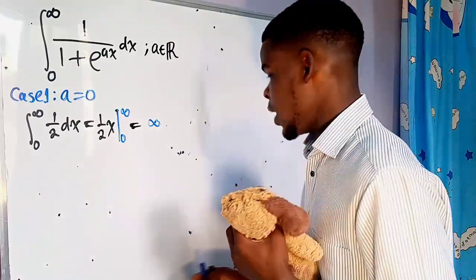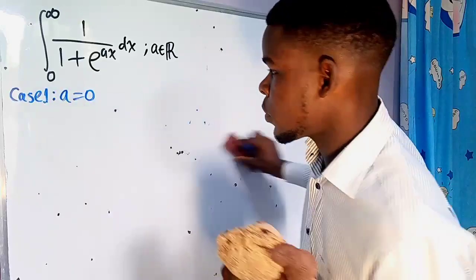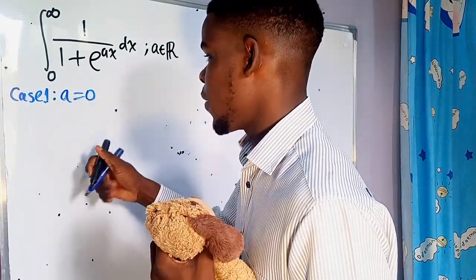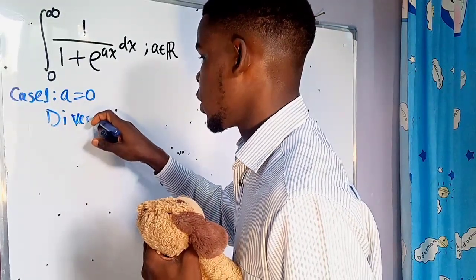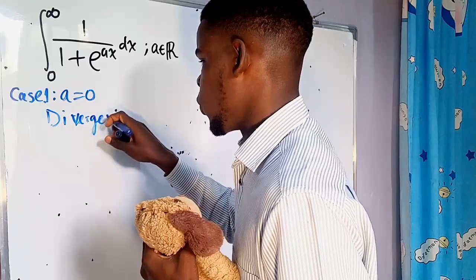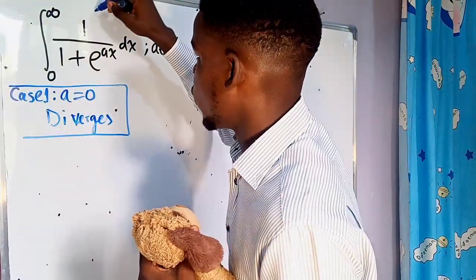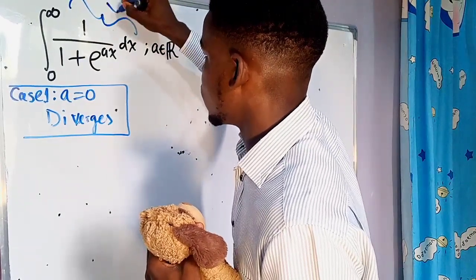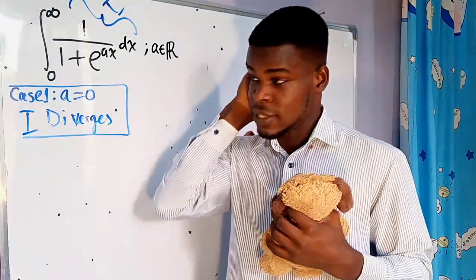So I would like to clean this little work here and just write case 1. When a is 0, the integral diverges. Let me just say the integral diverges, so we will understand that. If we give this integral a name, maybe we call the integral I, we will say I diverges. Okay, that's nice. That is case 1.